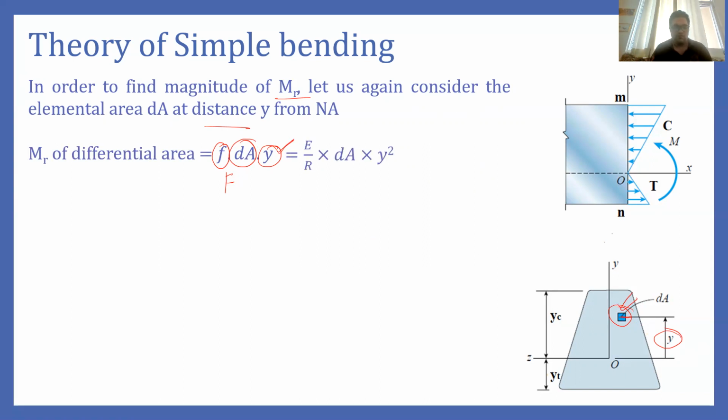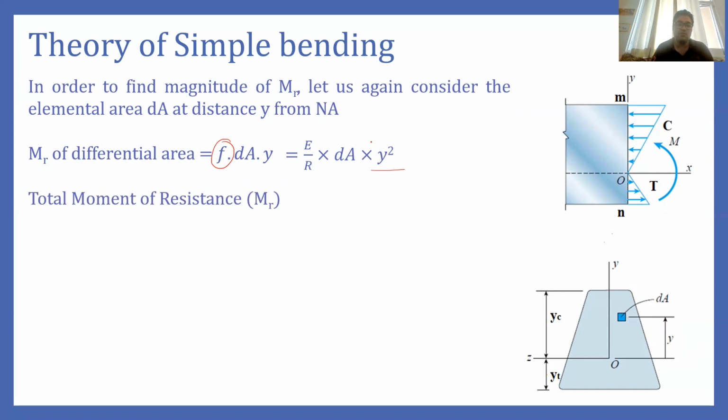Now we can further elaborate it. We know F is E by R into Y. So ultimately we can write this as E by R into dA into Y square. So this is the moment of resistance of a differential area. Similarly, if we want to find the total moment of resistance of the whole cross-sectional area, we can do so by integration. The limit is yt to yc, and the whole equation is E by R into dA into Y square.